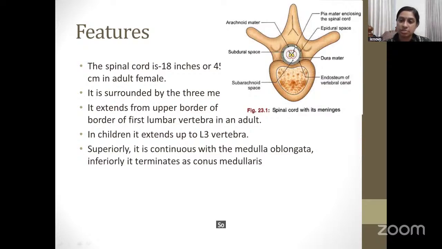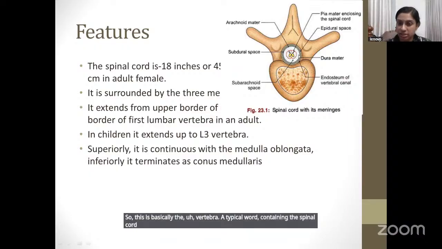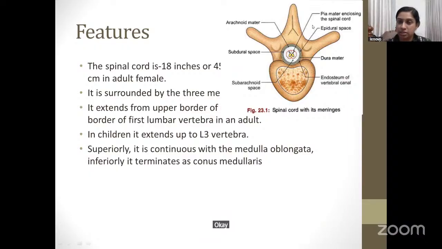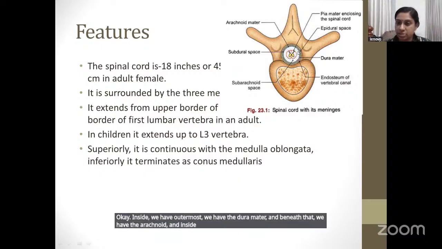So this is basically a typical vertebra containing the spinal cord, and it is covered by the three meninges. Inside, outermost we have the dura mater, and beneath that we have the arachnoid, and in intimate relationship with the spinal cord is the pia mater.